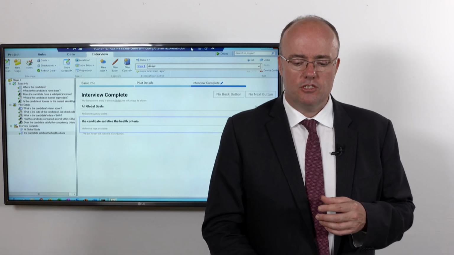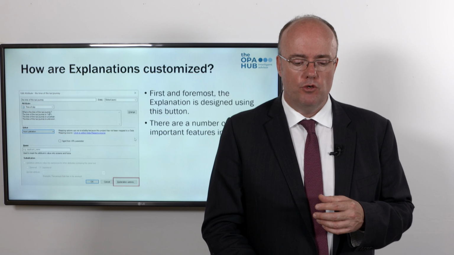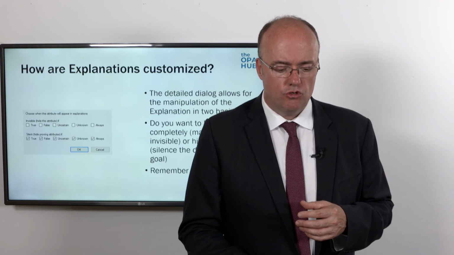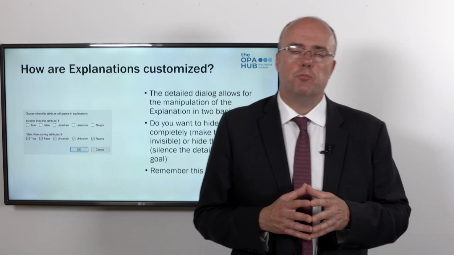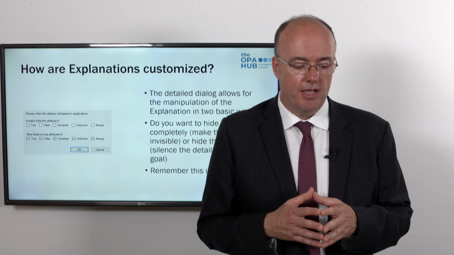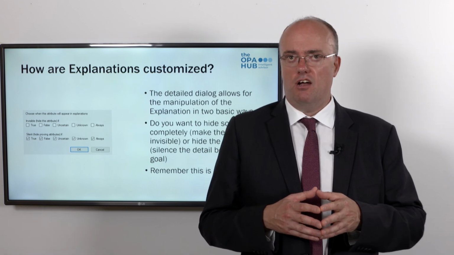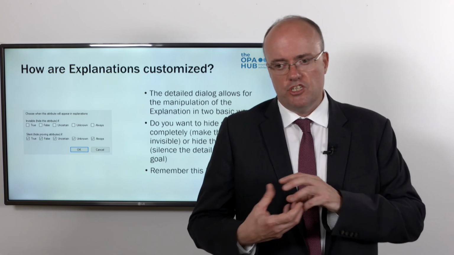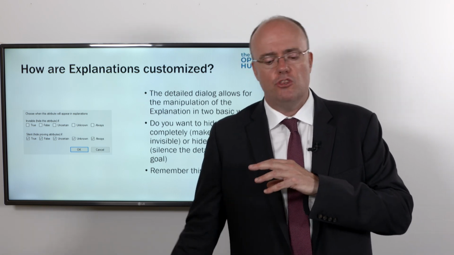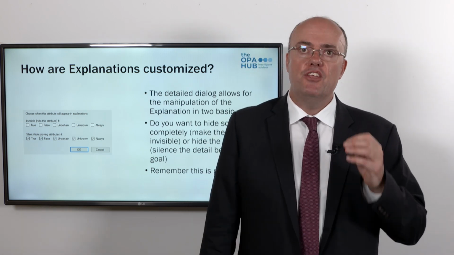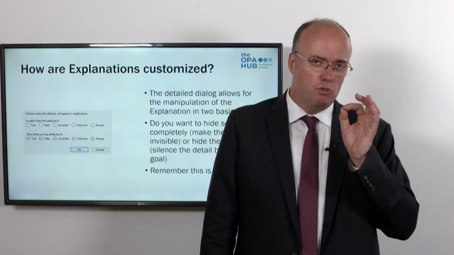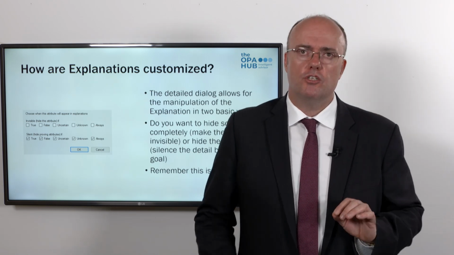So let's go back to the slides and finish off with our overview of explanations. So you saw me in there working with the explanation options dialog, which basically meant we had invisible, which is hide an attribute, and silent, which is hide the proving attributes, hide the chain underneath. And this is per attribute, which gives you a very fine-grained approach as to what shows up in the explanation.